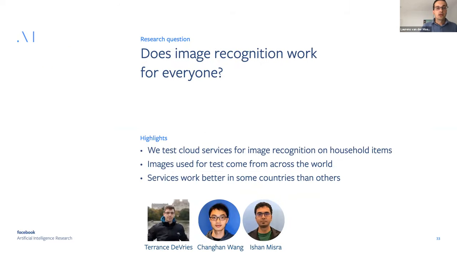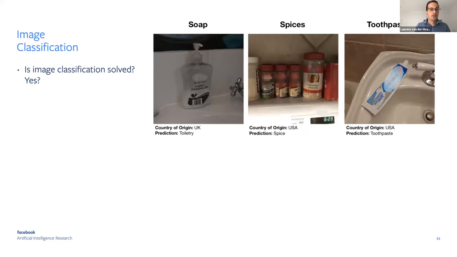In particular, one of the questions we've been asking ourselves is: do these image recognition models work for everyone? This is a study that we did with Terence DeVries, who was an intern at FAIR, and Cheng Han and Isha. If you start digging into these models, and you give them images like this of soap or spices or toothpaste, and you ask modern cloud services, things like Google Cloud Vision API or IBM Watson or the Amazon AWS service for image recognition, all these services give very good predictions. They'll predict things like toiletry and spice and toothpaste, which is exactly what is depicted on the images.